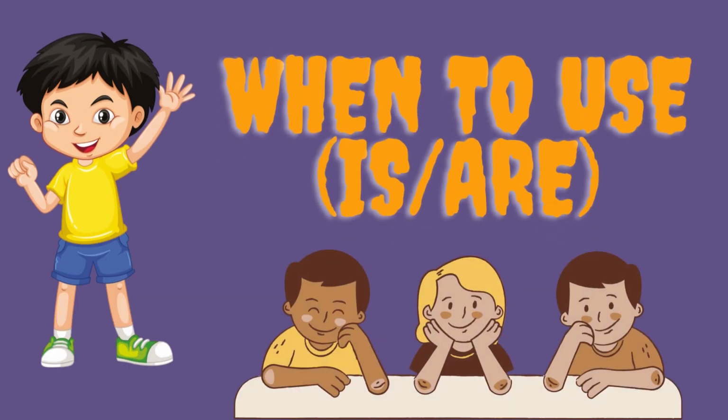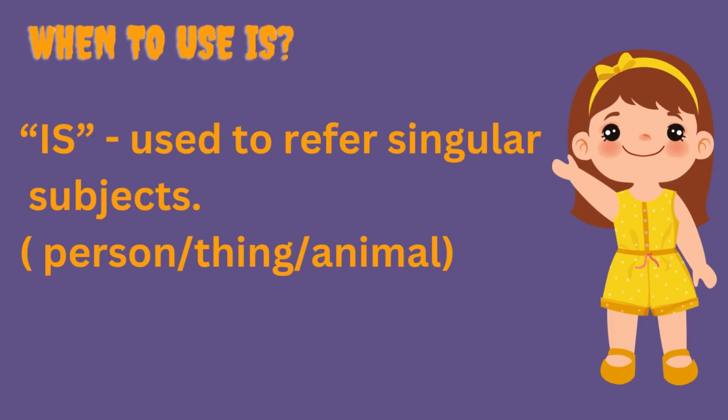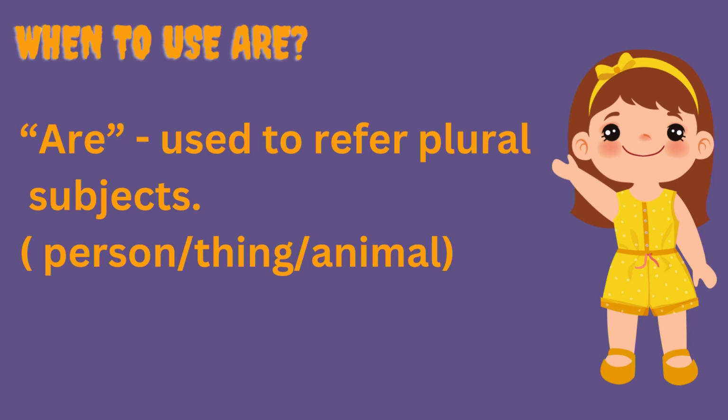Let's learn the correct use of is and are in a sentence. Is is usually used to refer to one person, thing, or animal. That is, it refers to a singular subject. Are is usually used to refer to more than one person, thing, or animal. That is, it refers to a plural subject.